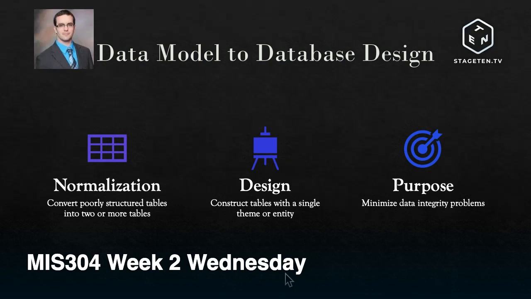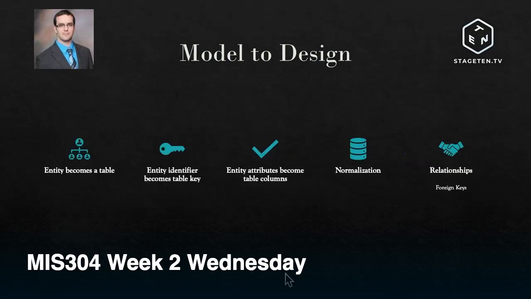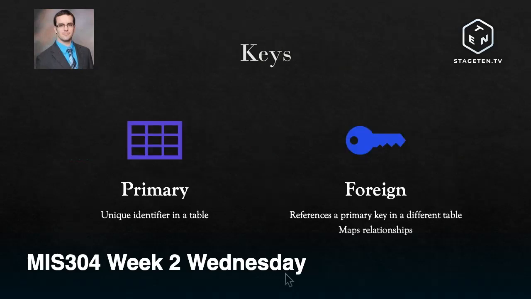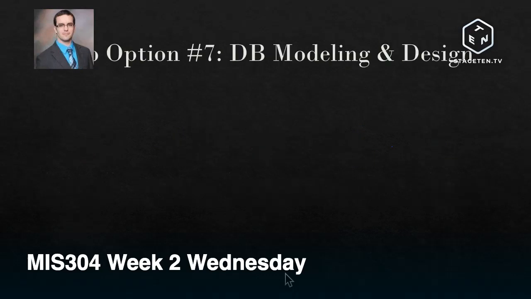And the reason for this is it minimizes a lot of the data integrity problems we had. I mentioned earlier with accounting, finance, that can be a huge problem, okay? Now, model to design, entities become tables, entity identifiers become the table key, entity attributes become the table columns, and then you show the relationships with the foreign keys, okay? This is just what I said earlier about primary keys and foreign keys.